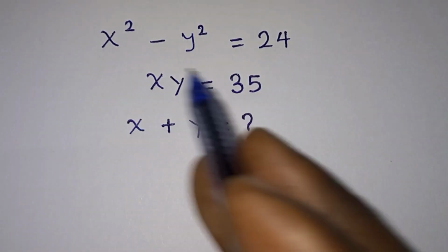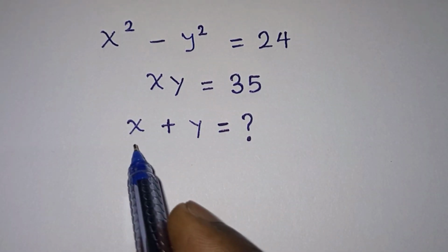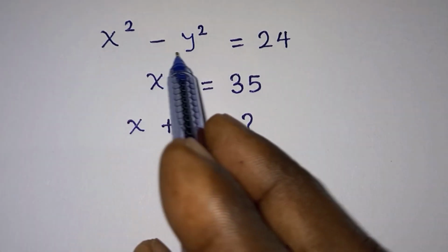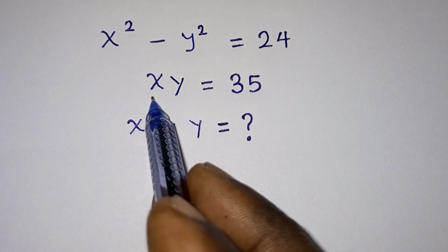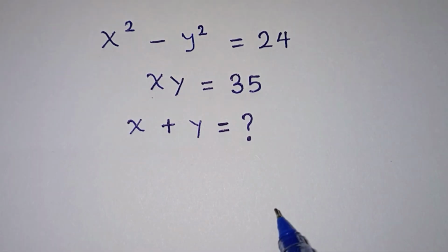Today we have this interesting problem. We have to find x plus y given x squared minus y squared is 24 and x times y to be 35. Grab yourself a coffee, relax in your bed, and let's get started.